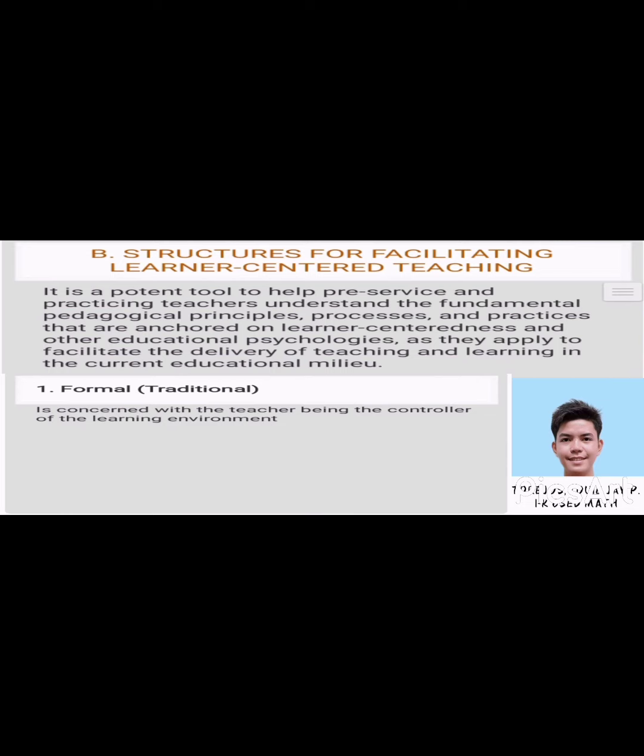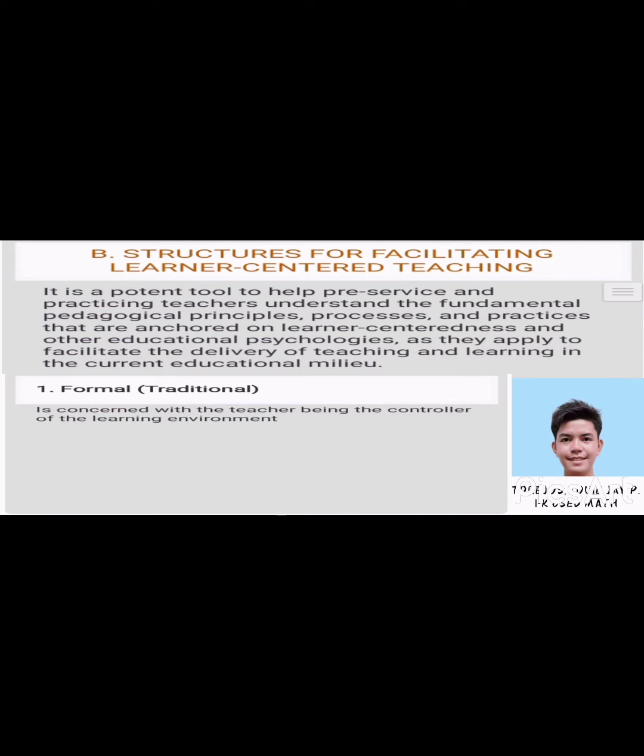It is very significant that teachers know and understand these structures, because they are a very powerful guide for teachers to understand the basic pedagogical concepts, procedures, and strategies based on learner-centeredness and how they contribute to the delivery of teaching and learning in today's educational setting. There are 3 structures for facilitating learner-centered teaching.